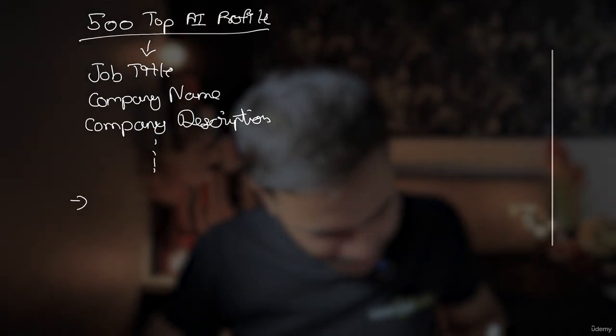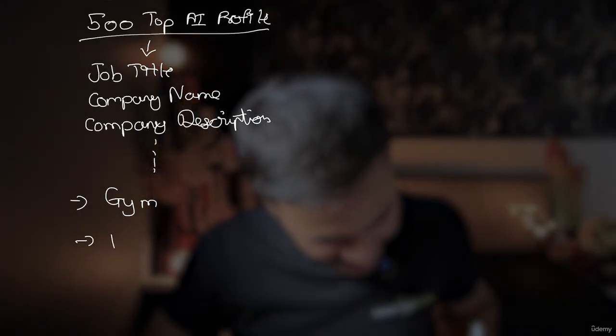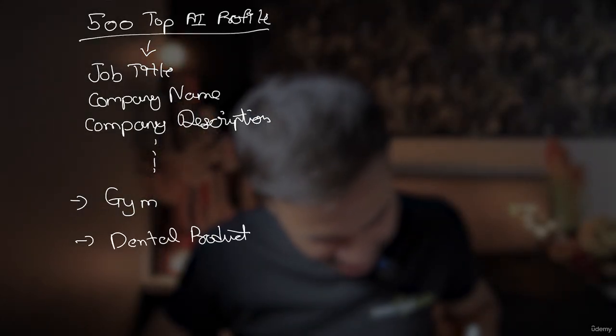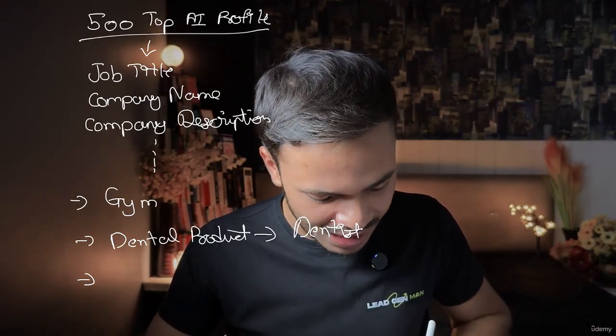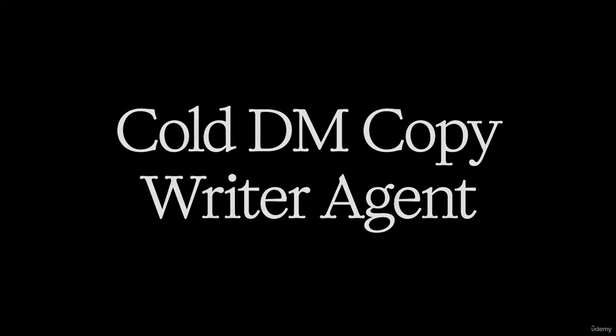Let's take another example. Let's say you have a gym product and you want to reach out to all gym owners. You can use the same agent. You just have to change the prompt according to your ICP as well as according to your product and services. Same goes for a dental product. Imagine you are selling a dental product, or your client is selling a dental product. You can reach out to all the dentists in your local area or wherever you want by using this cold DM copywriter agent. Yeah, so there are so many examples I can take here.